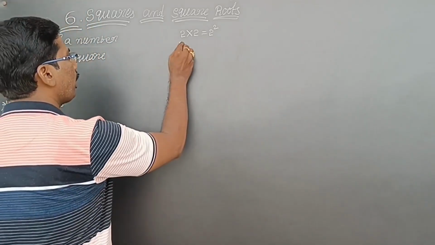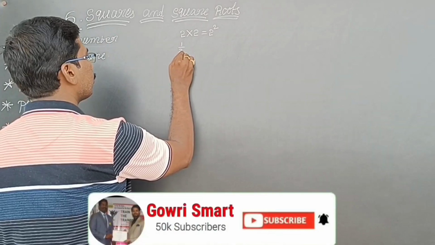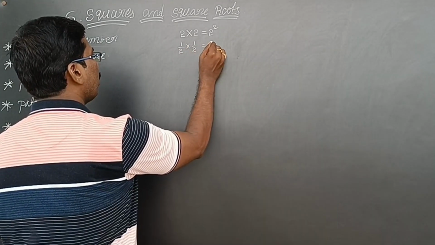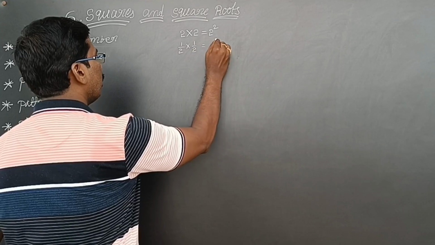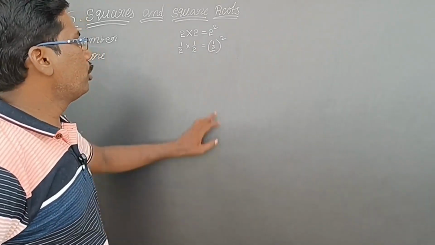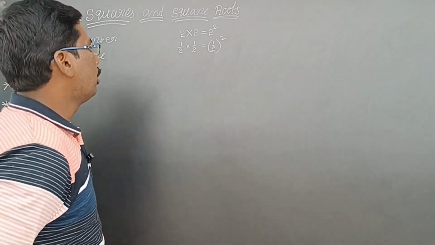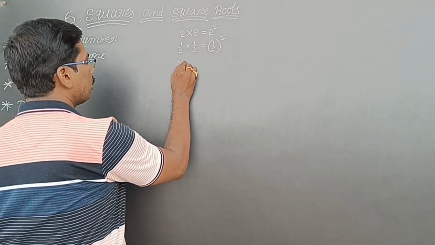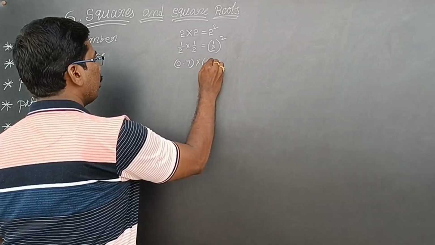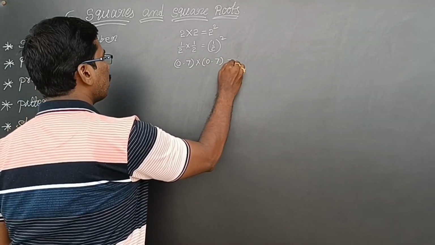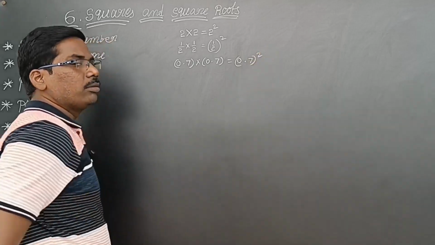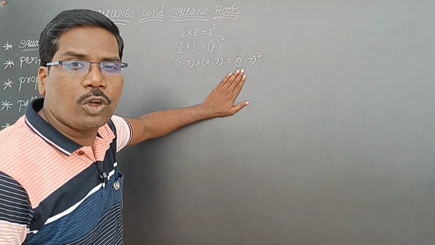For example, I am taking half, 1 by 2. Again, I want to multiply by 1 by 2. Then I will get 1 by 2 whole square. This can be read as the square of 1 by 2. For example, I am taking decimals, 0.7. Again I take 0.7, so 0.7 into 0.7 is 0.7 whole square. This is called the square of 0.7.